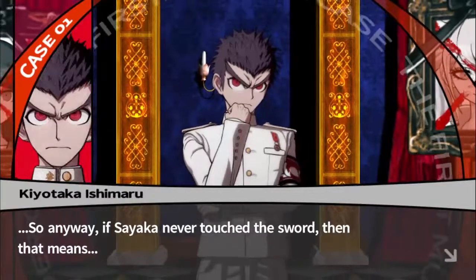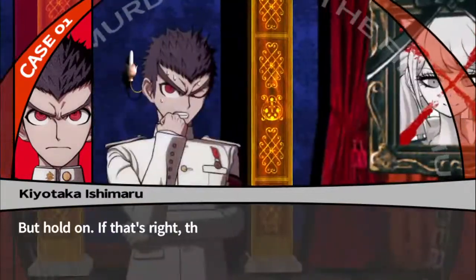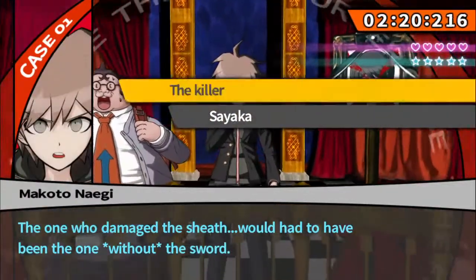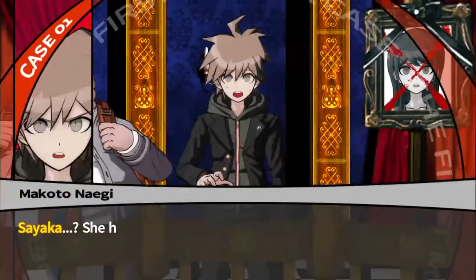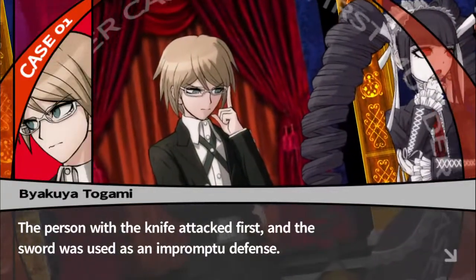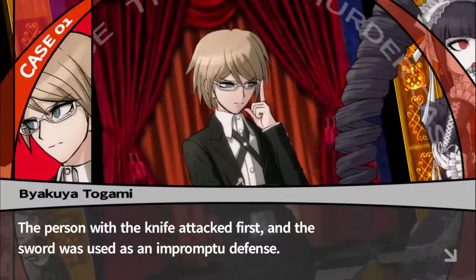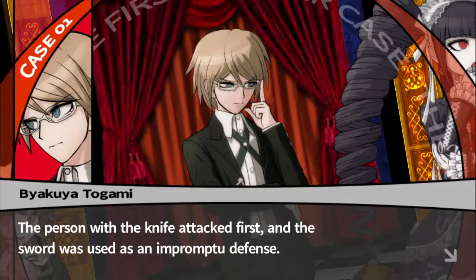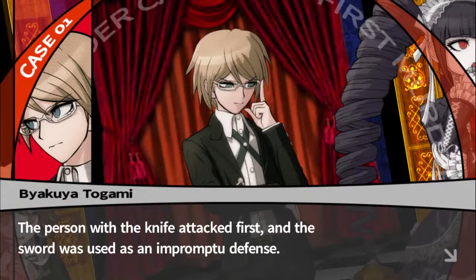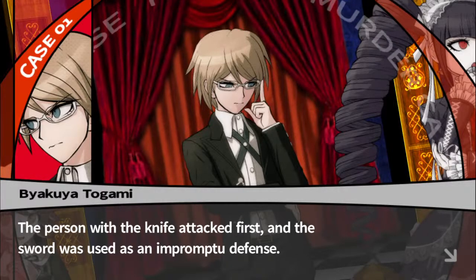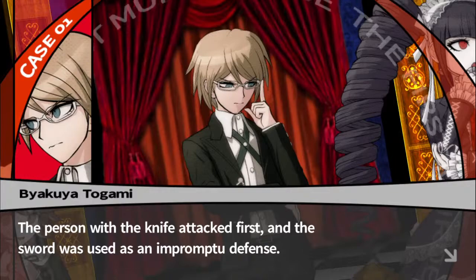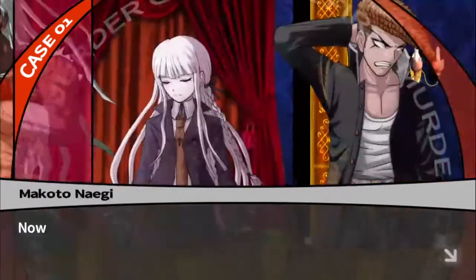So anyway, if Sayaka never— The killer is the only one who used the... But hold on. If that's right— I got it! Sayaka? But we already said that the attack started with— The person with the knife attacked first, and the sword was used as an impromptu defense. Then the one who— Now do you understand?